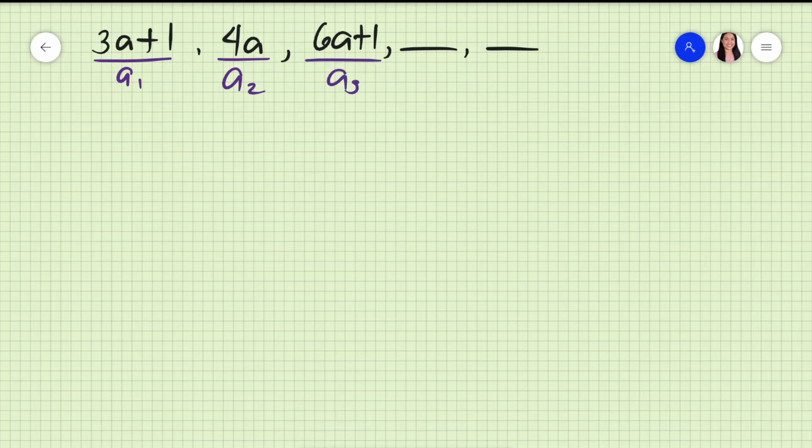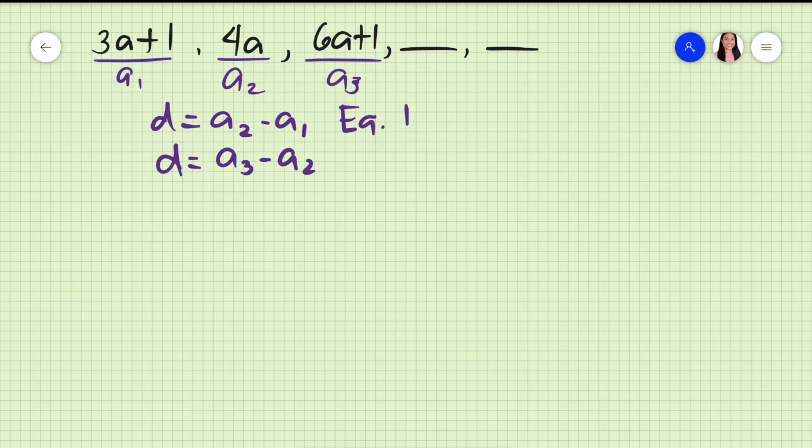We must again remember that in an arithmetic sequence, the common difference D is a term minus the preceding term. Thus, we can say that the common difference D is equal to A sub 2 minus A sub 1. And this is our equation 1. We can also say that the common difference D is equal to the third term minus the second term, or A sub 3 minus A sub 2. And this could be our equation 2.